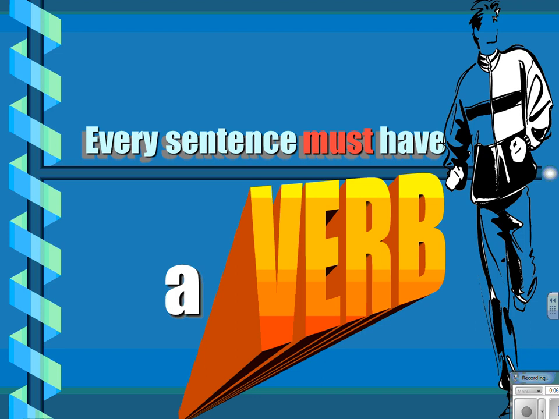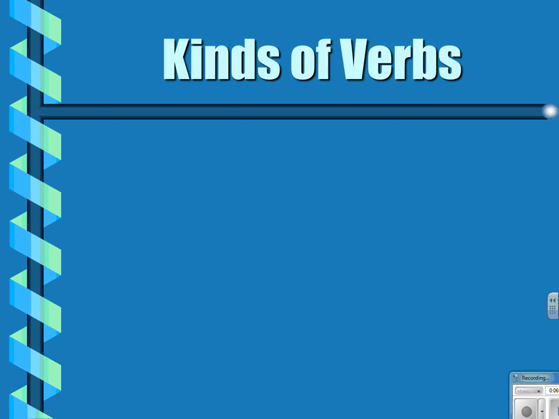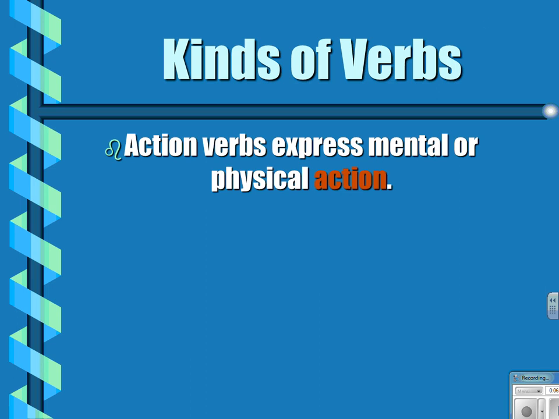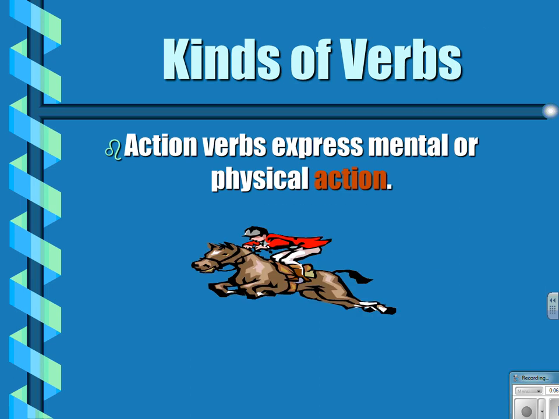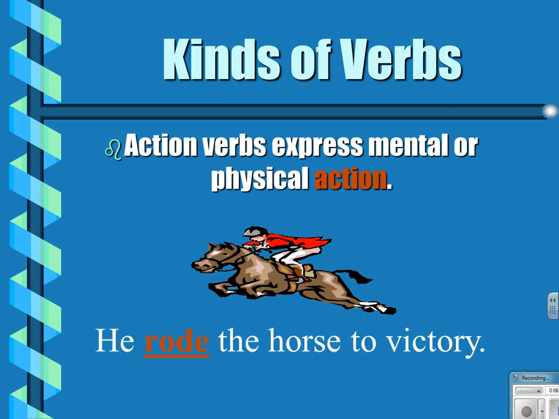Every sentence must have a verb. Kinds of verbs. We have action verbs. Action verbs express mental or physical action. In this sentence, he rode the horse to victory. He is able to ride a horse. So rode in this sentence is an action he can do. So that would be an action verb.